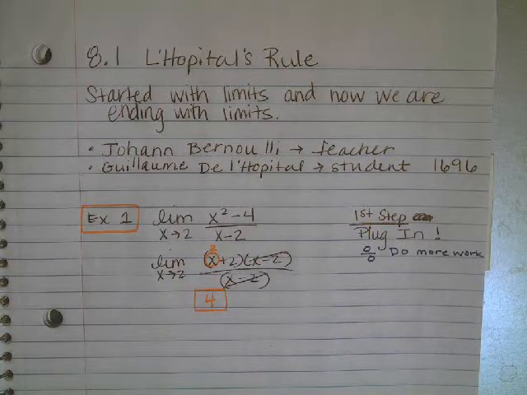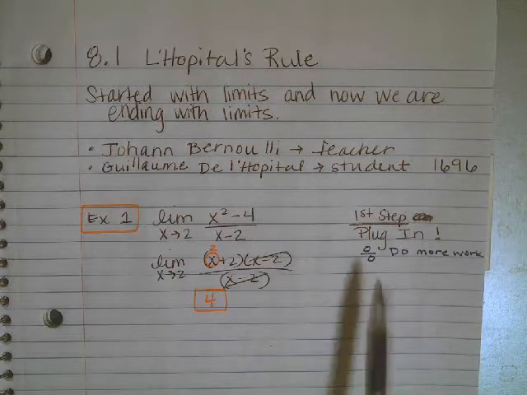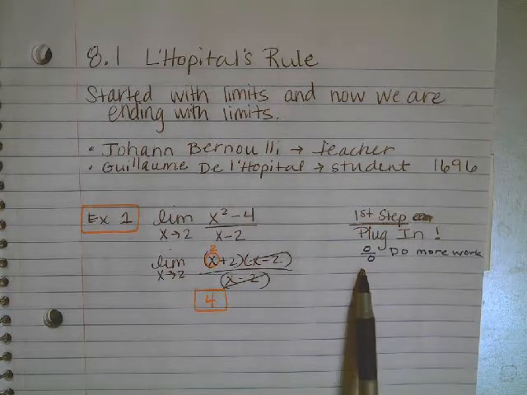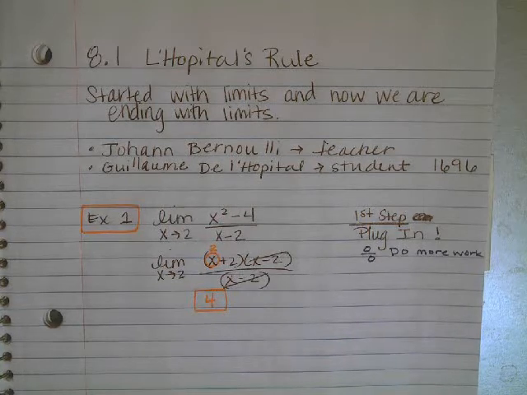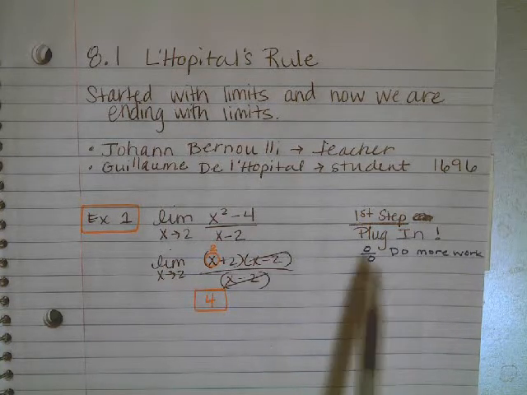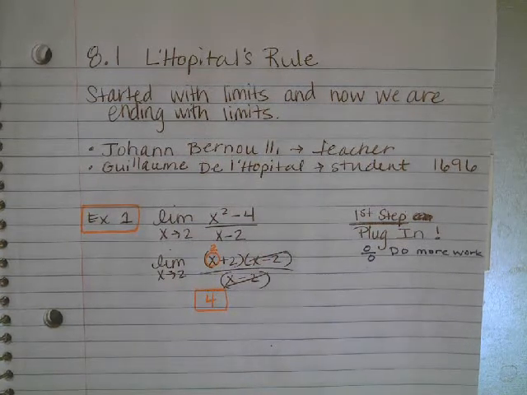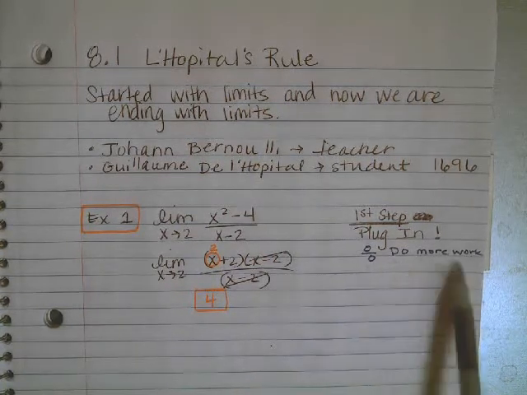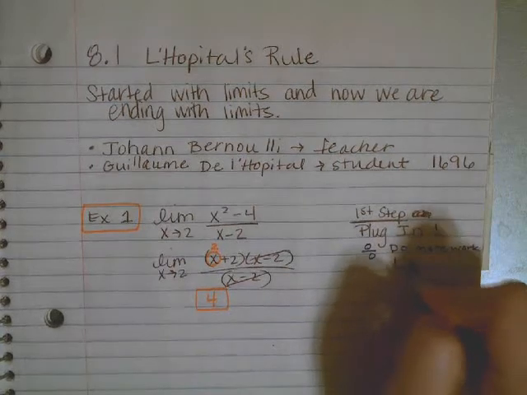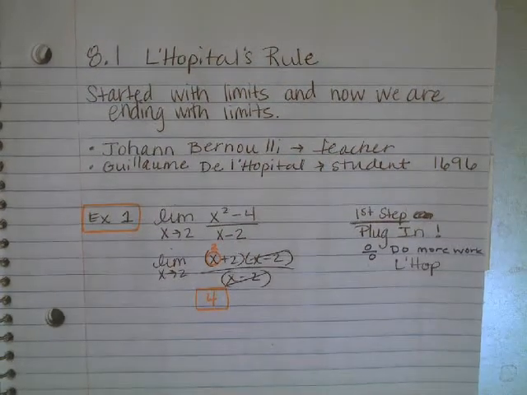is out there. L'Hopital's rule states if you get an indeterminate form, such as 0 over 0, there's also several other indeterminate forms, but for right now, 0 over 0 is indeterminate. We have no idea what 0 over 0 means. So I taught you guys to do more work. Well, now you could just apply L'Hopital's rule.